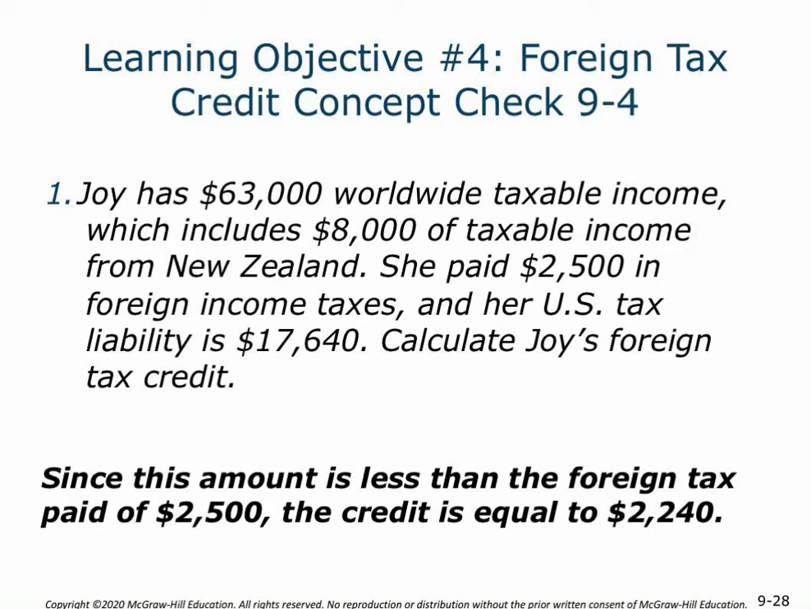So let's take a look at a concept check here. Joy has $63,000 worldwide income. It includes $8,000 of foreign income, and then she paid $2,500 in those foreign income taxes, and her U.S. tax liability is $17,640. So we're going to calculate that, and it says the amount is less than the foreign tax paid of $2,500. The credit's going to be equal to the $2,240.